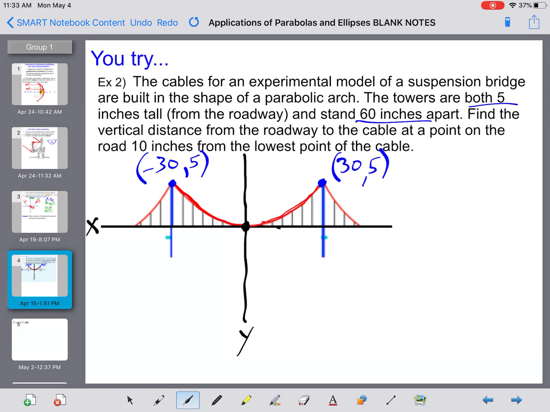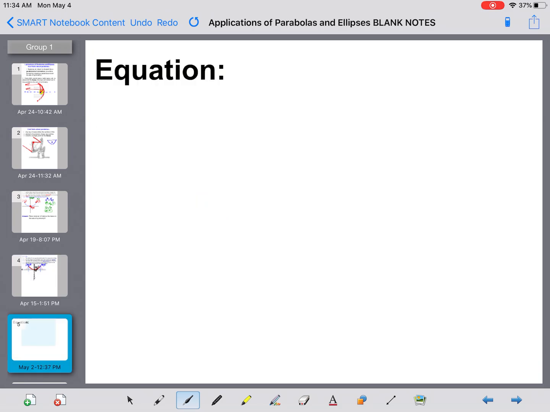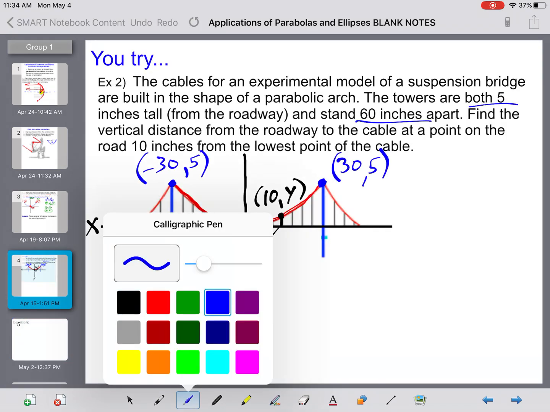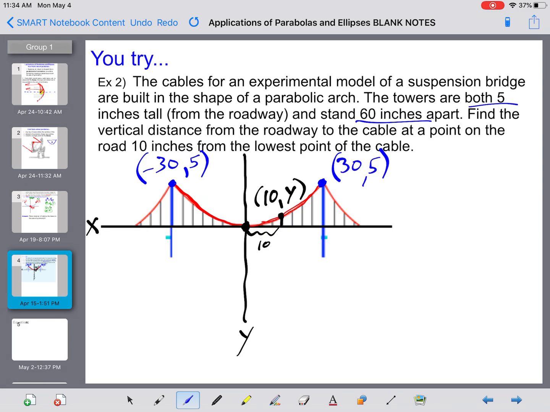I want to know the vertical distance, which is another way of saying, what is the height? So what I'm really looking for is the coordinates of this black point. I know the x value is 10 because I went 10 inches from the lowest point, which is the origin, and I'm looking for the y. That's the setup. Now, in order to solve this problem, I need an equation. Unlike the last example where I stopped when I got the a value, for this one I'm going to have to go a little bit further.